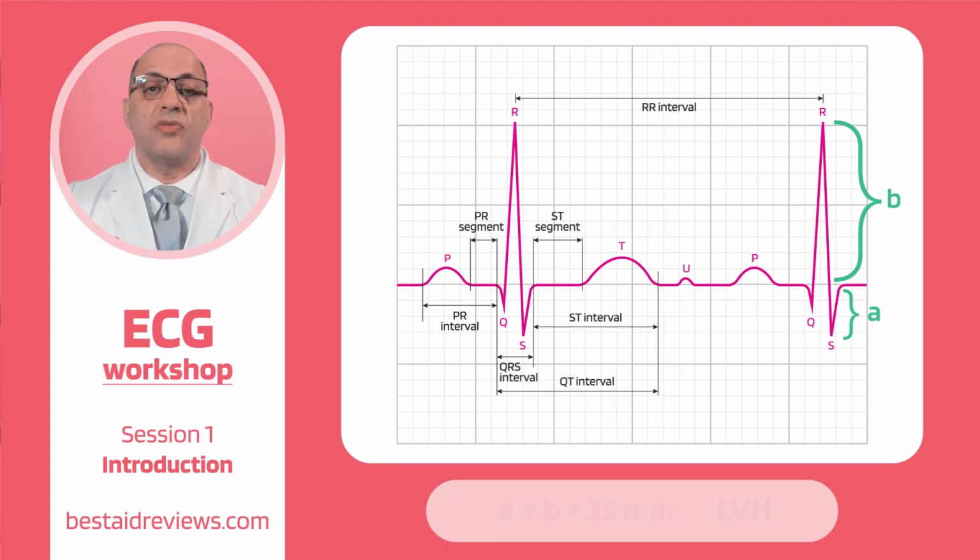In the case of right ventricular hypertrophy, we look at V1, and if the R wave in V1 is more than 7 millimeters, then we have right ventricular hypertrophy. There are different methods for doing this. This is one of them.